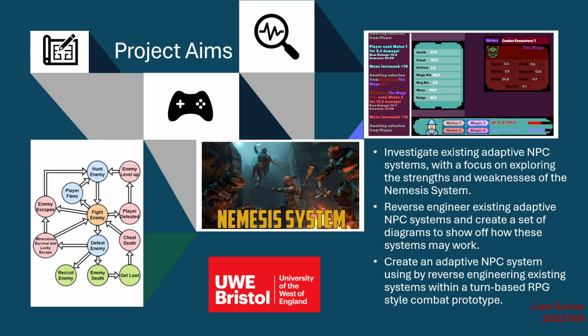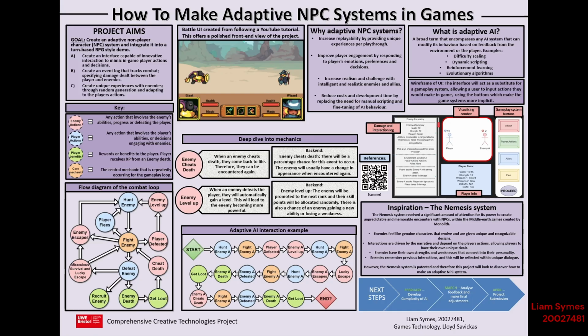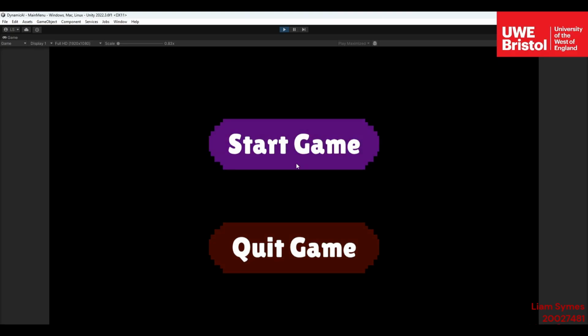This project will look to investigate existing adaptive NPC systems, such as the Nemesis system, and then reverse engineer it by creating diagrams of how these systems may work, and finally, create an adaptive NPC prototype. Here is a poster that summarizes the project. Feel free to pause the video to learn more.